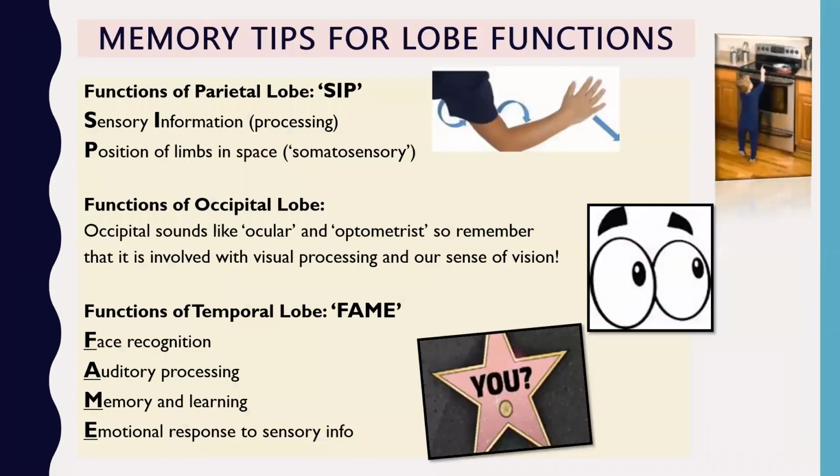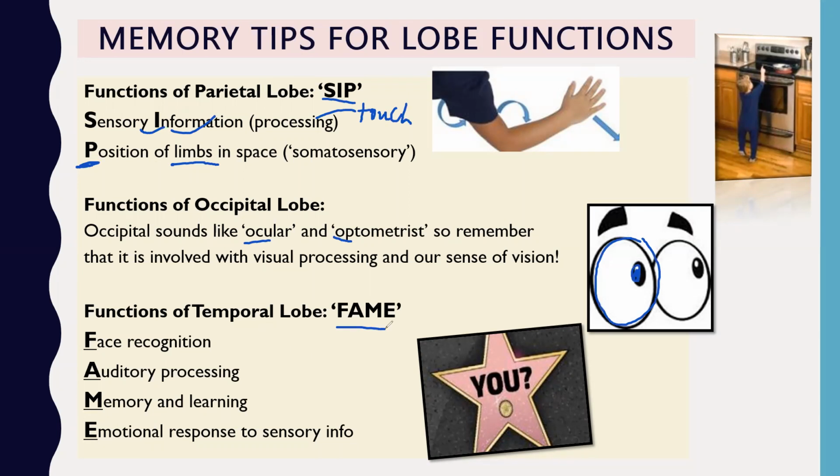These are some more memory tips that you can use. You might decide to use them, you might not, it's up to you. You might decide to make up your own memory tips, that's even better. Functions of the parietal lobe you can remember using the memory tip SIP, so sensory information processing, particularly with reference to touch and texture, as well as the position of limbs in space. Limbs are like your arms or your legs. So being able to understand that your hand is dangling in space rather than being straight at the side is an example. Occipital lobe, I already talked about this one on the slide, the O's, the fact that the O itself, which stands for occipital, looks like an eye.